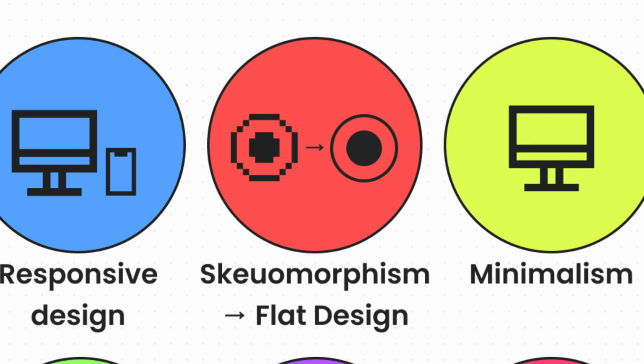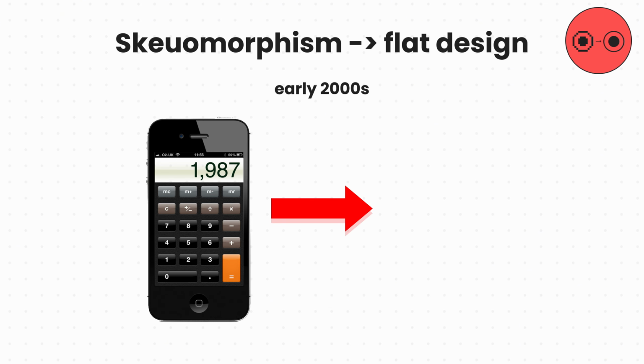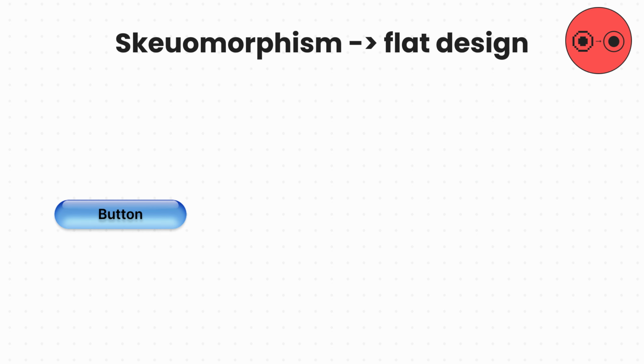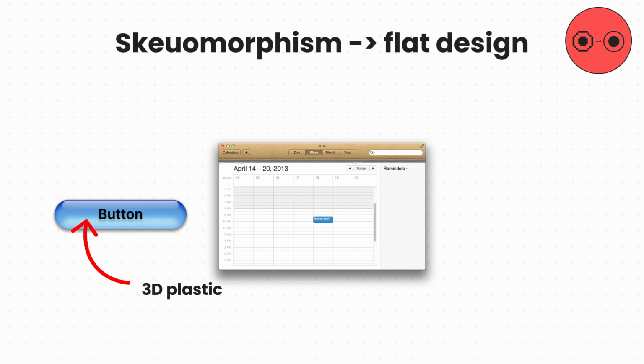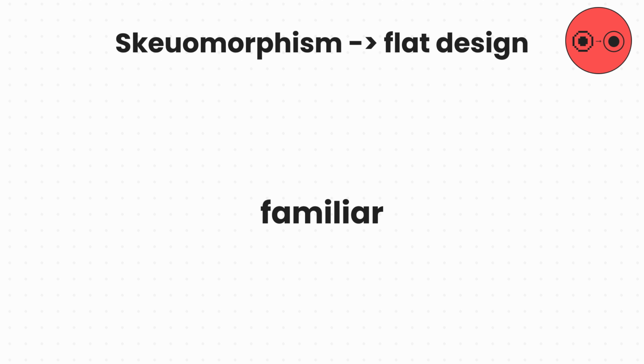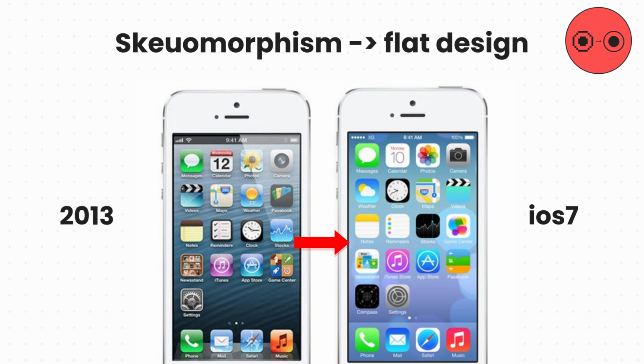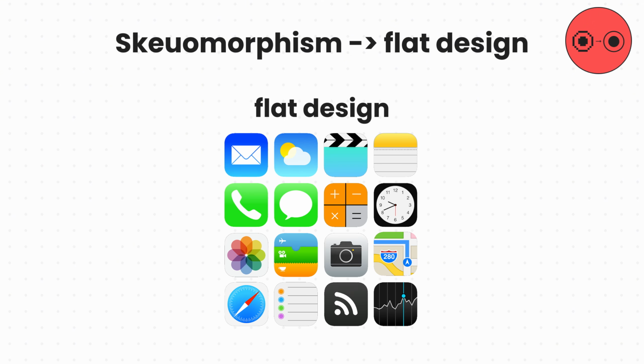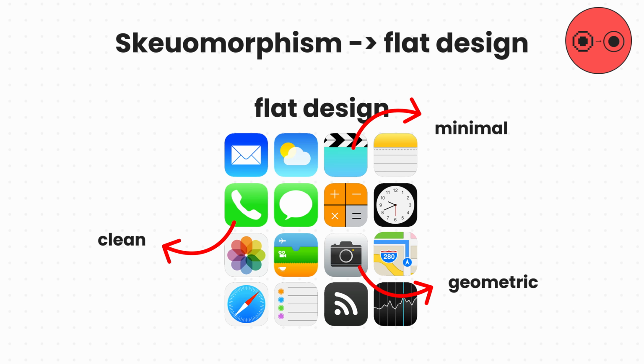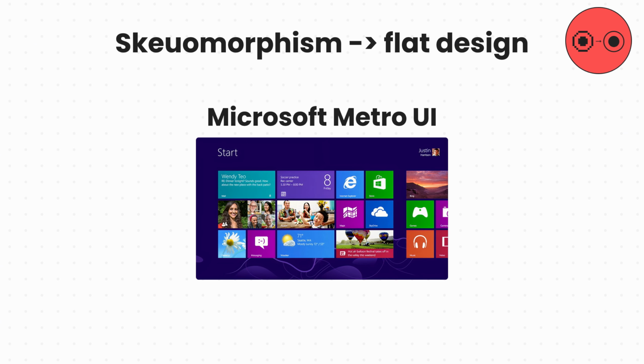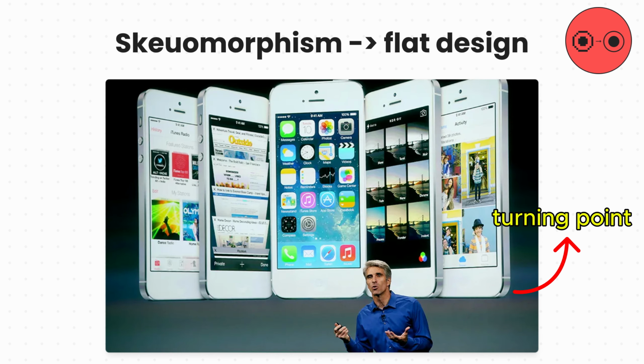Skeuomorphism into flat design. In the early 2000s, interfaces tried to mimic the real world. Buttons looked like 3D plastic, calendars had leather stitching, and notepads had paper textures. That was skeuomorphism, making digital feel familiar. But in 2013, Apple's iOS 7 dropped all of that. It introduced flat design: clean, minimal, geometric, no shadows, no gloss, just pure function. While Microsoft's Metro UI had started this push a few years earlier, Apple's high-profile move was a turning point.